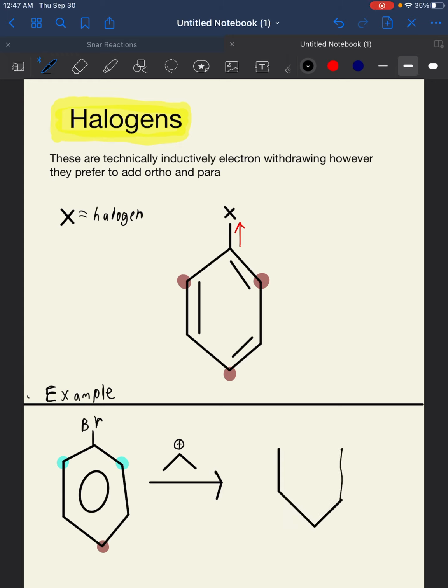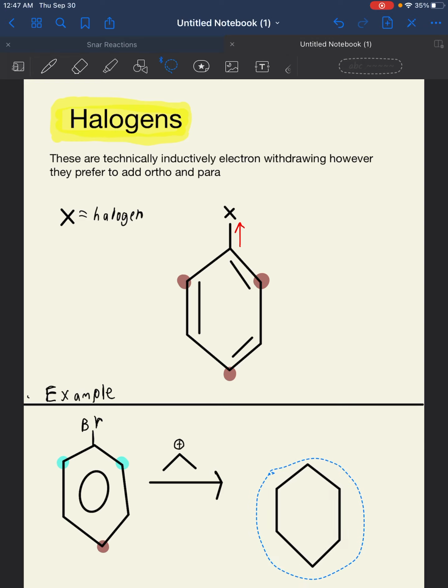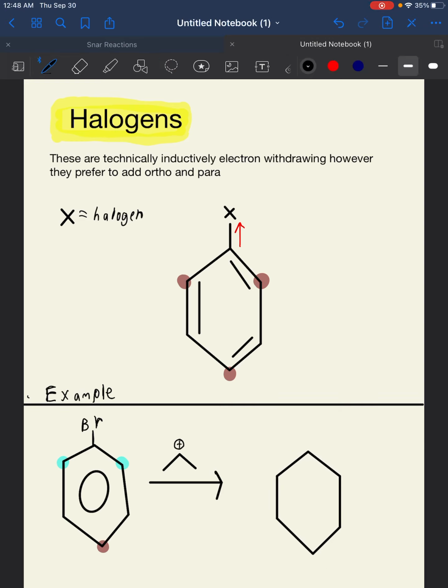So you'd get something, well, it doesn't look like that. You get something that looks like this. Isopropyl down there, and that'd be your final product. You would have some minor product, of course, at the ortho position, but your major product would be at the para position.